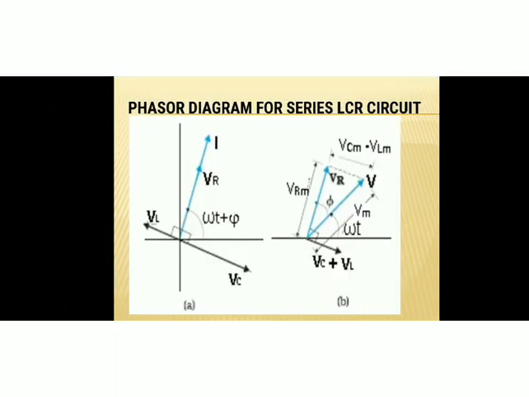Now, this is the phasor diagram for a series LCR circuit. This portion represents the resistive circuit because here current and voltage are in phase. And this is the inductive voltage. Inductive voltage always leads the current, so it comes in this quadrant. And this is the capacitive voltage. Capacitive voltage always lags behind the current. So current is in this quadrant, inductive voltage is ahead of current, and the capacitive voltage is lagging behind the current, because that is the characteristic property of inductive and capacitive voltage.